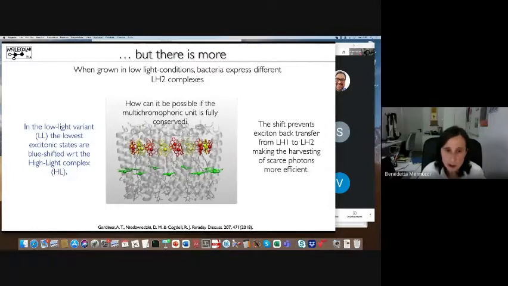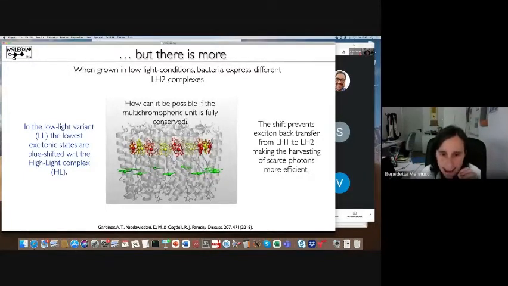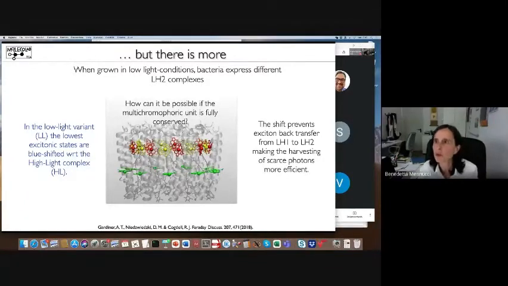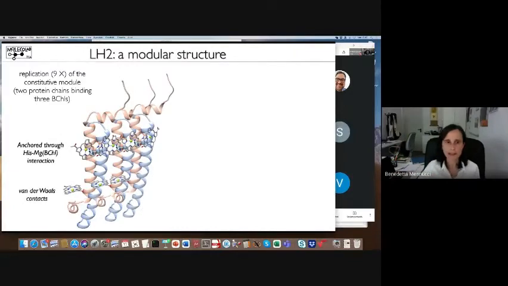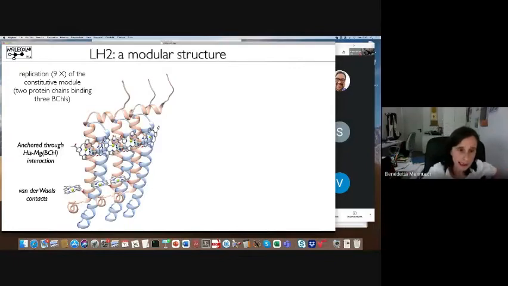So how is it possible, this shift in the response of the light harvesting system? It's a very intriguing problem, because if you look at the crystal structure of high light and low light forms, you have exactly the same multichromophoric system. So the multichromophoric aggregate is exactly the same, but what changed? In order to understand what changed, we have to see how this antenna is made. The antenna has a modular structure, obtained by a replication 9 times of a constitutive module, which is made of 2 protein chains binding 3 bacteriochlorophylls. If you replicate circularly 9 times, you get the 2 rings that I presented before. The bacteriochlorophylls are anchored to the protein chains through histidine-magnesium interaction in the B850 ring, through van der Waals contact in the other.